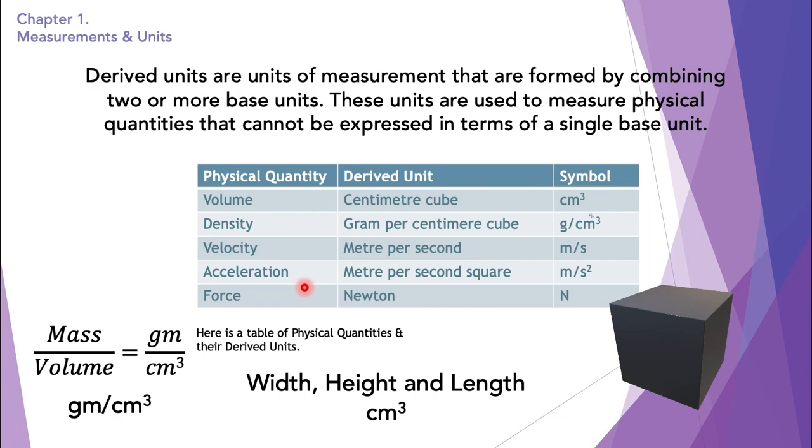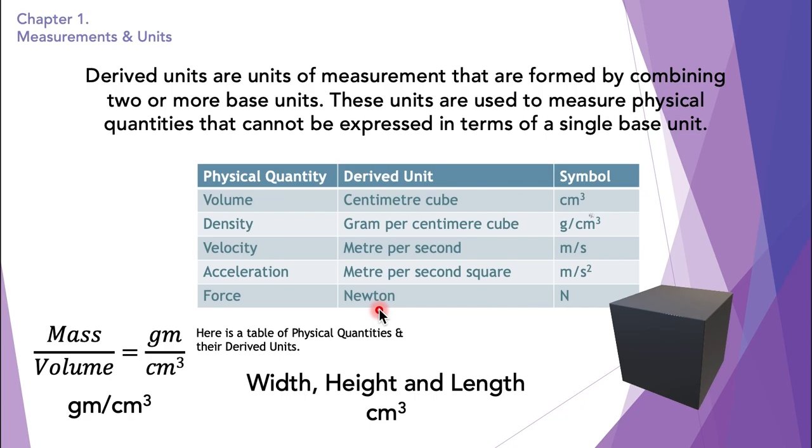Then we have acceleration, meter per second square. And lastly we have force, which is measured in newtons, symbol capital N. Now make sure you don't confuse this newton with base units, as it is not a base unit. It looks like one, but actually the derived unit of force is too long to write down. So they have shortened it down to Newton, who was a scientist who discovered force. So Newton is not a base unit, it is a derived unit.